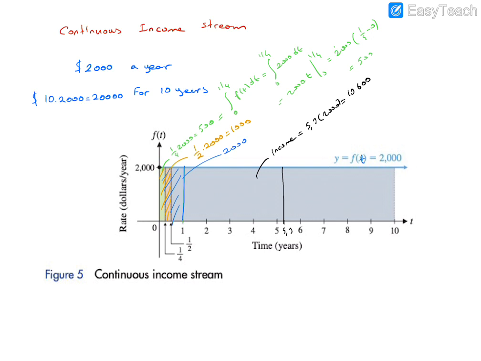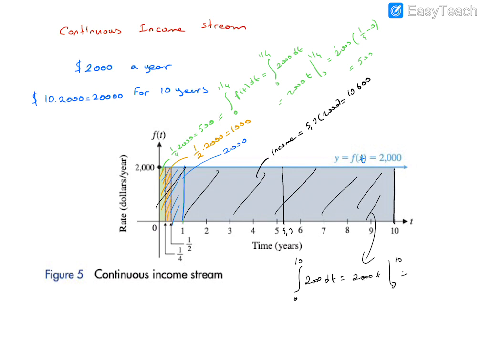Okay, maybe you cannot follow. Let's write one more step. 2000 times t is 2000 times (1 over 4 minus 0). So this is 500. Again, you find the same result. So from 0 to 10, the integral gives us the total income. For the general one, for this region, from 0 to 10, 2000 dt gives us 2000 t from 0 to 10, which is $20,000.